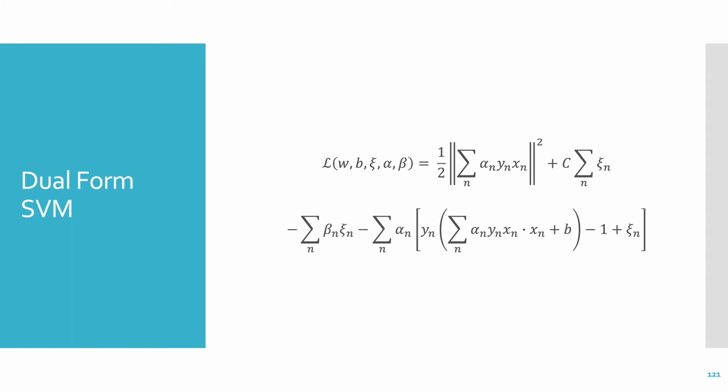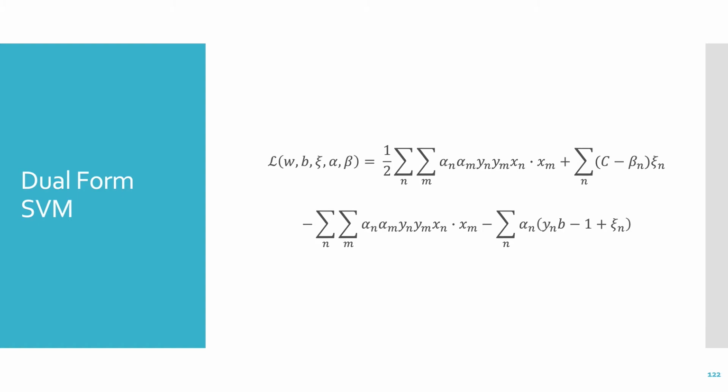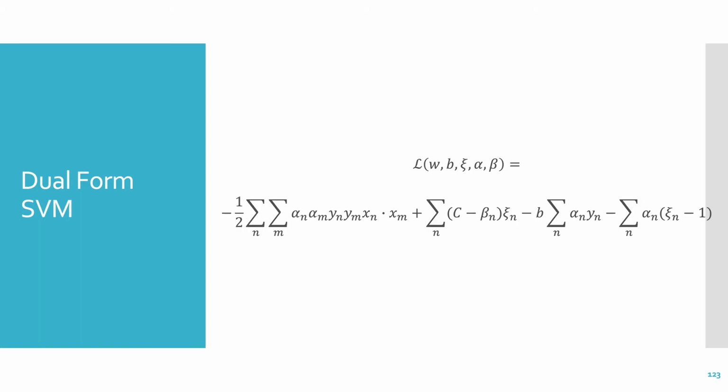Now it gets even messier. We can actually simplify this to this. It doesn't actually look simpler, but let's try one more, and we get this. This looks terrible. What's good about this? There's no W, and everything is written in terms of dot products between samples.